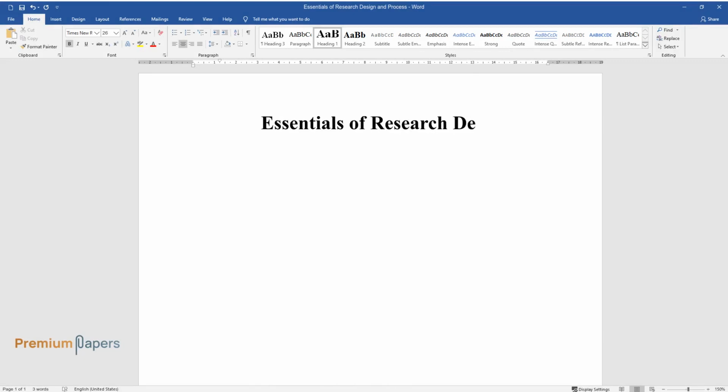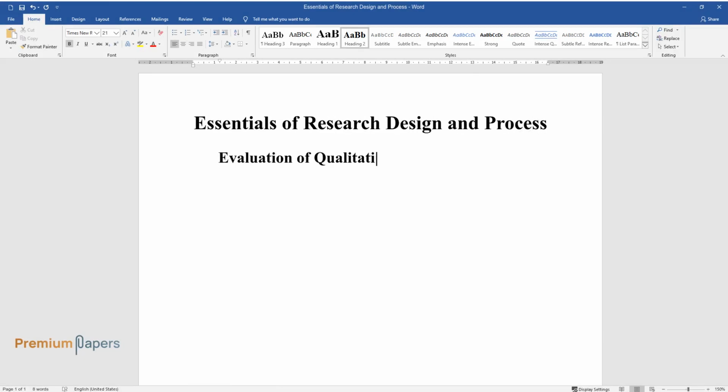Essentials of research design and process. Evaluation of qualitative study. Researchers need to evaluate qualitative studies to establish their scientific merit before using their findings.